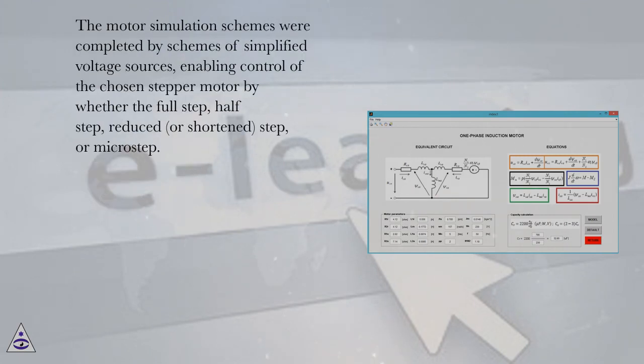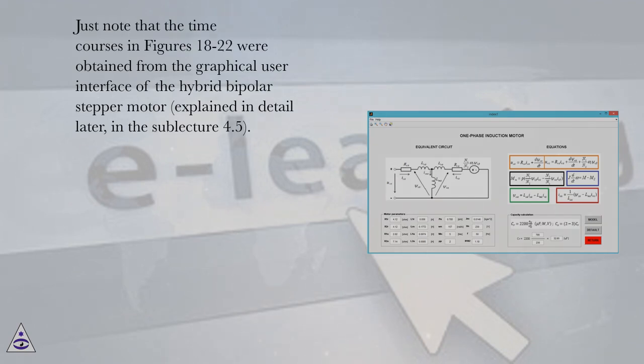The motor simulation schemes were completed by schemes of simplified voltage sources, enabling control of the chosen stepper motor by either the full step, half step, reduced or shortened step, or microstep. Just note that the time courses in figures 18 to 22 were obtained from the graphical user interface of the hybrid bipolar stepper motor, explained in detail later, in sublecture 4.5.